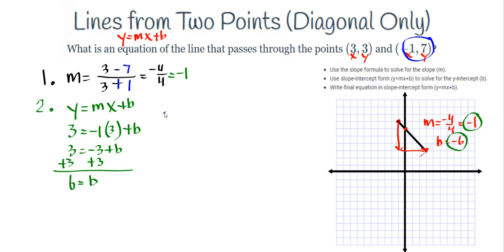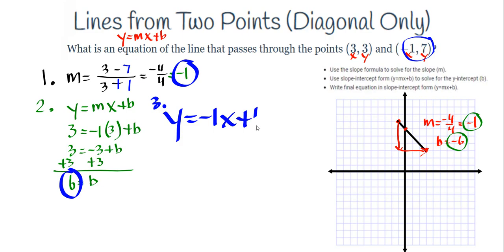Step number 3, our final step, is we're going to rewrite this in slope-intercept form. Our m that we found here and here is negative 1. Don't forget your x after that. And then the b value we got was 6, so I'm going to put plus 6. Again, the same thing we found over here. Of course, we don't need the 1 between the negative and the x, so we could simplify that as y equals negative x plus 6. But mathematically, either of those are acceptable.